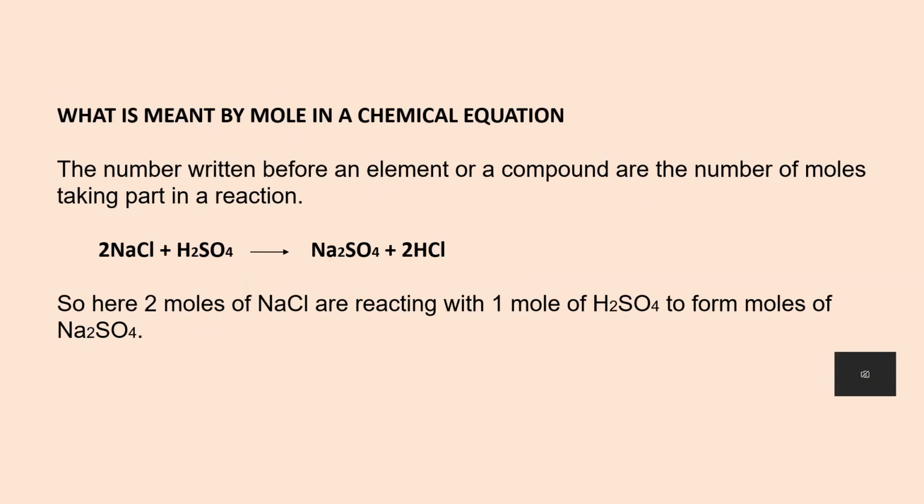Let us see what is meant by mole in a chemical equation. Mole is basically a collection of 6.022 into 10 to the power 23 particles. These particles can be atoms, molecules, or ions. In the reaction shown here, you can see 2 moles of NaCl are combining with 1 mole of H2SO4 to give 1 mole of Na2SO4 and 2 moles of HCl.